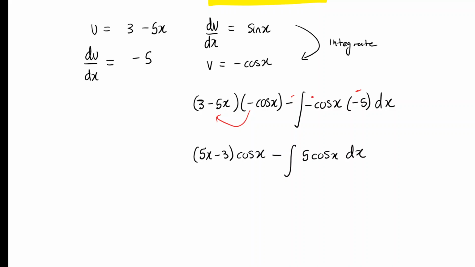so we subtract the integral of 5 cos x dx. That integral at the back now is much easier to deal with, so we've got 5x minus 3 times cos x minus 5 sine x plus c.